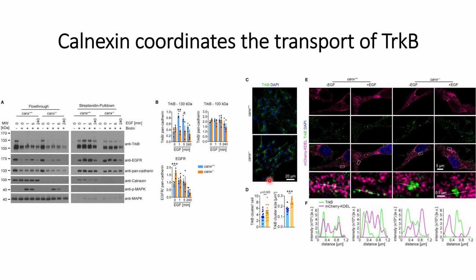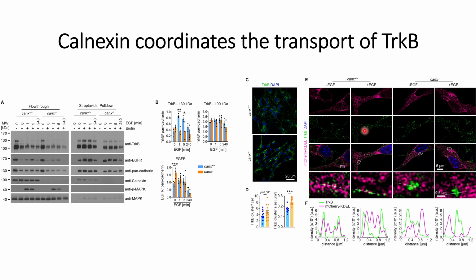And when they check the cluster size, that is also statistically significant: in the case of calnexin knockout, they can see a higher cluster size of TrkB compared to the case where calnexin has not been knocked out. In order to further validate this, they stained the cells with the mCherry-KDEL sequence, which can stain the endoplasmic reticulum.